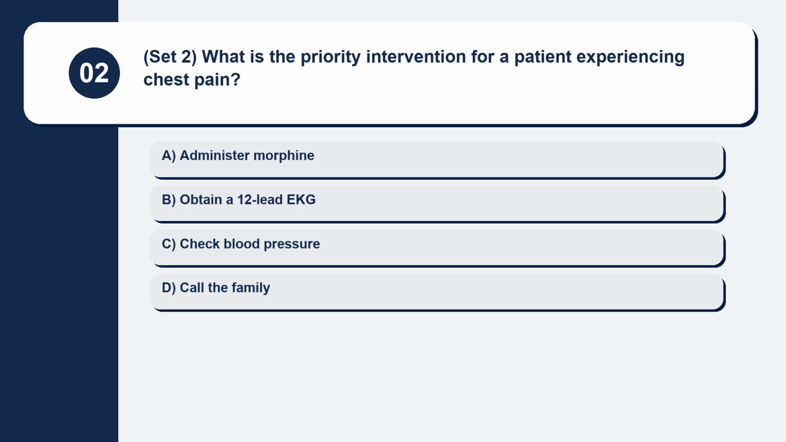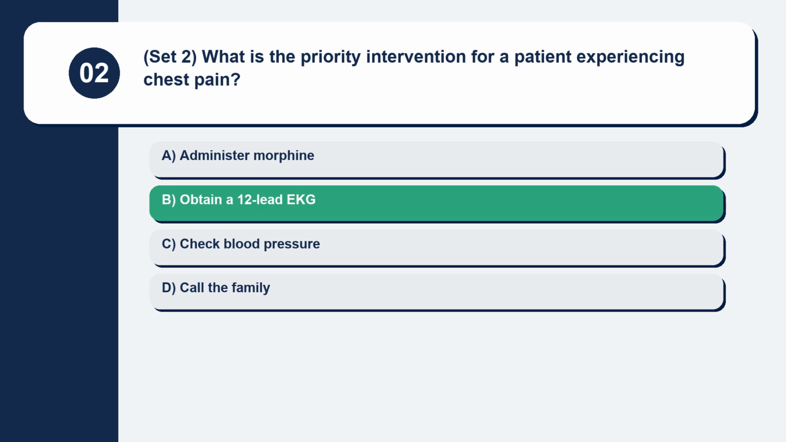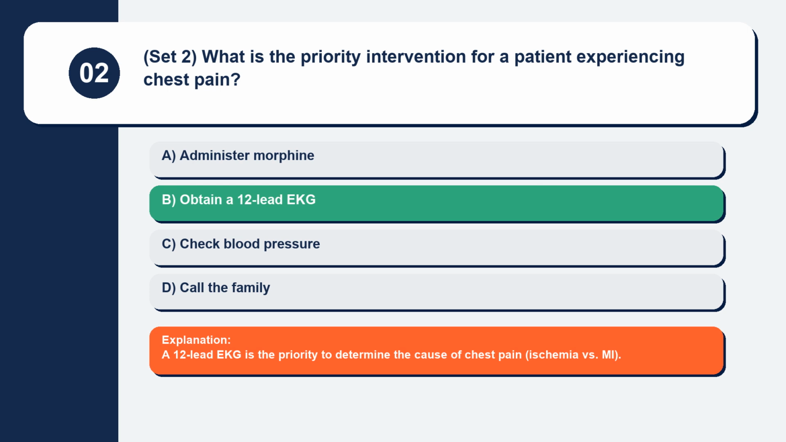Question 2. Set 2. What is the priority intervention for a patient experiencing chest pain? Administer morphine, obtain a 12-lead EKG, check blood pressure, call the family. A 12-lead EKG is the priority to determine the cause of chest pain, ischemia versus MI.